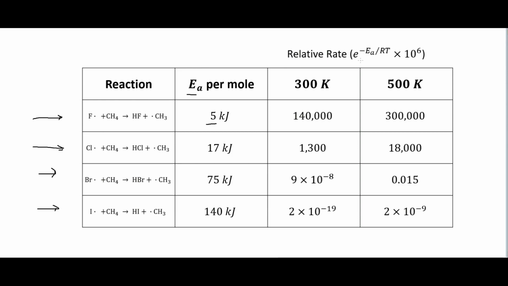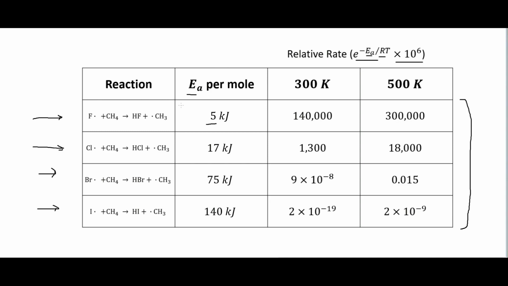So we have our e to the negative activation energy over RT, and we're just multiplying it by 10 to the 6 here just to get the numbers in a place that is a little bit more understandable. But what we see here is our relative rates, and so don't take these numbers too seriously as anything meaningful in their absolute sense. We're looking at these in relative senses.